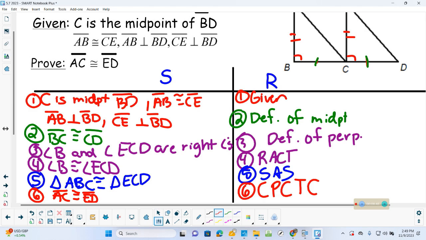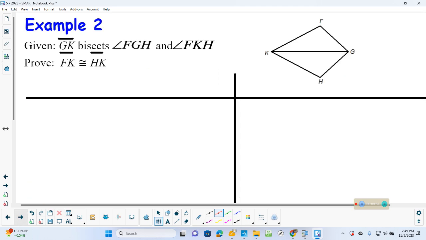Yes, isn't that great? I love it. Only 2 proofs left to write in the notes. I'm a little sad. Little sad, kids. All right, flip the page. Let's go again. Here we go.